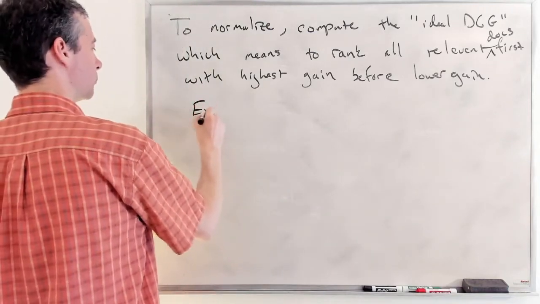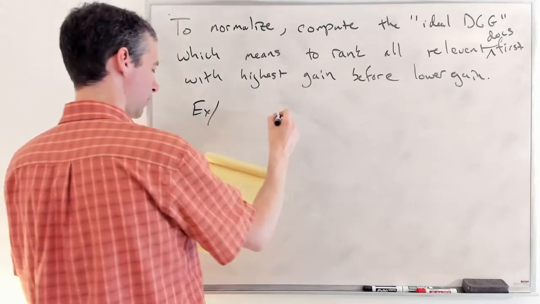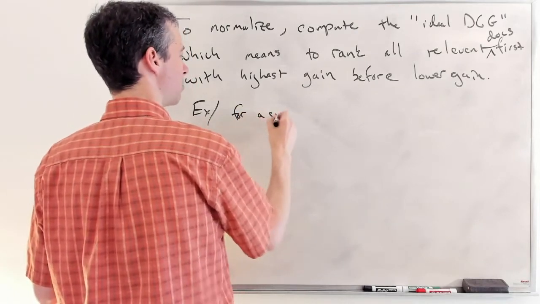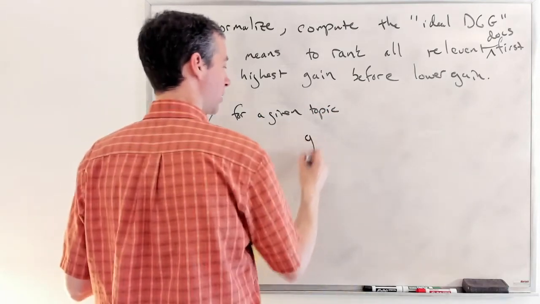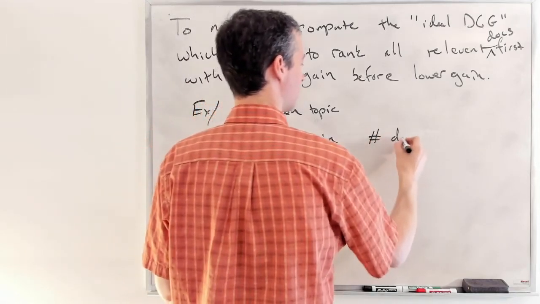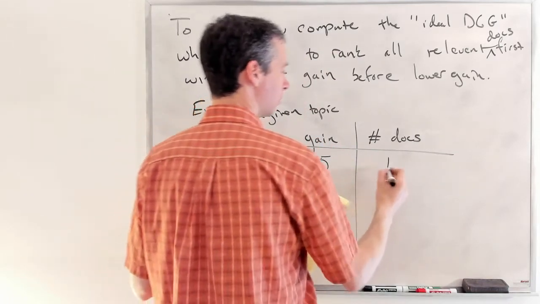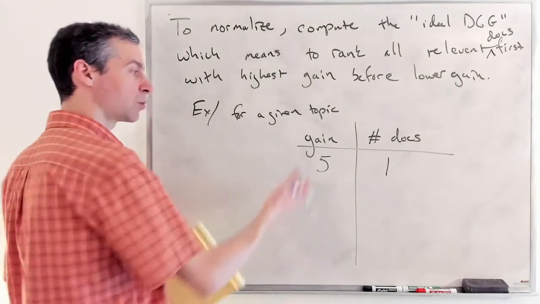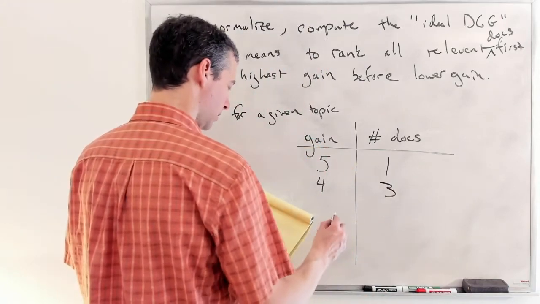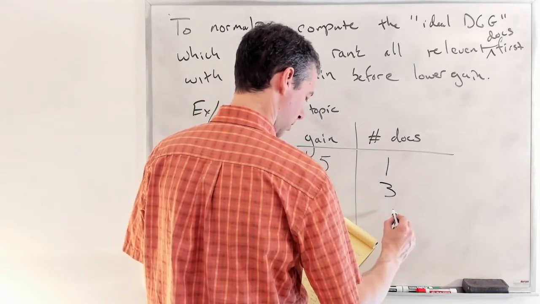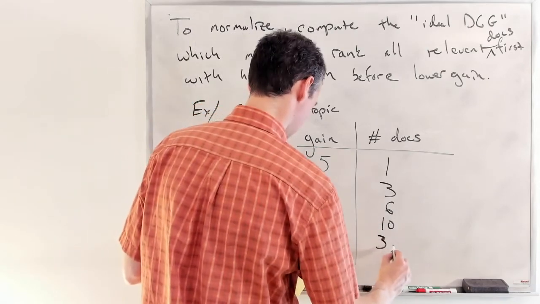So let's take an example here. Let's say for a given topic, we have the following. We go look at our relevance judgments, and we have gain, and we have the number of documents that fit that. So at gain 5, by definition, we should only have one document. It's the navigational result. There's only one document that's perfect. At gain 4, there happen to be 3 documents that we know are excellent. At 3, which is, I think, good, there's 6 documents, and at 2, we found 10 documents, and at 1, we found 30 documents.